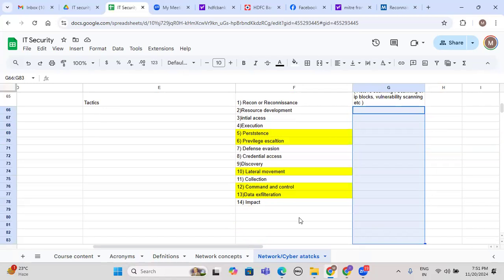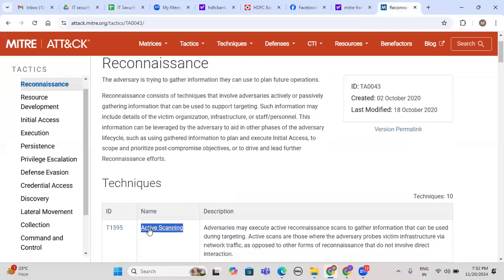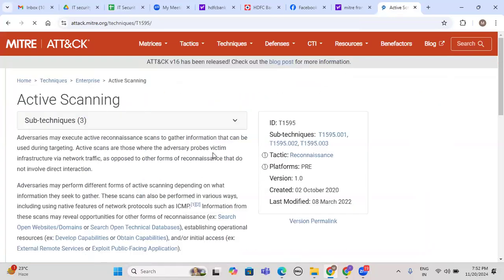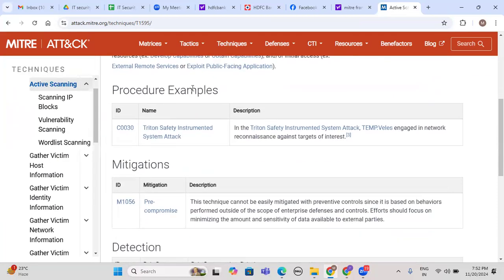Out of all this, as I said, persistence, privilege escalation, lateral movement, command and control, and data exfiltration are very, very important from the interview point of view. Along with that, you can see techniques. If I click on the first technique, active scanning, it is giving the procedure also. So the attacker can use this procedure for active scanning.